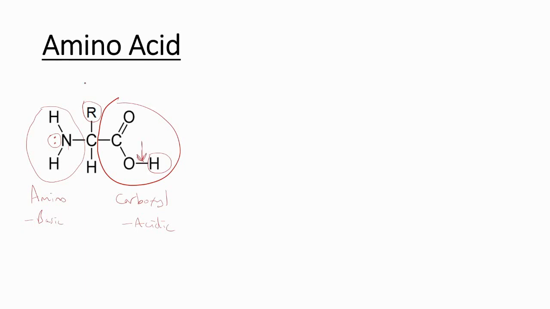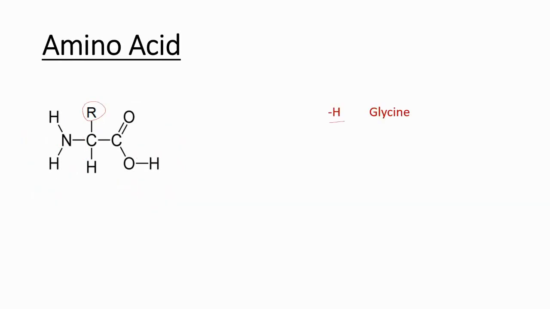The R group in amino acids gives each amino acid distinct chemical properties. Different amino acids have different R groups. For example, if the R group is H, the amino acid will be glycine. If the R group is SH, the amino acid will be cysteine.